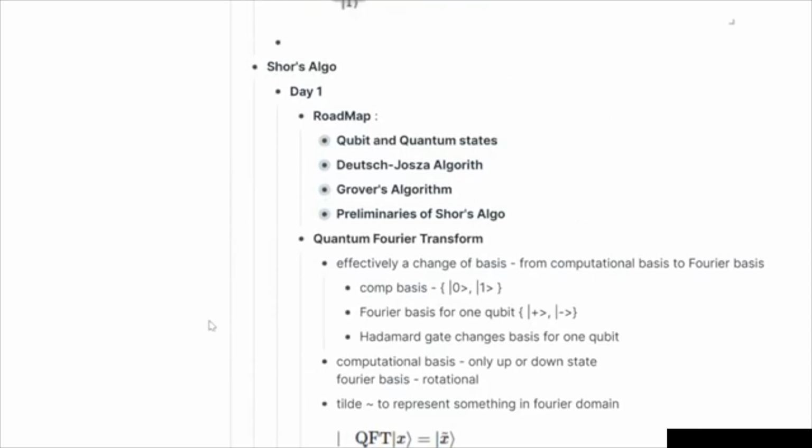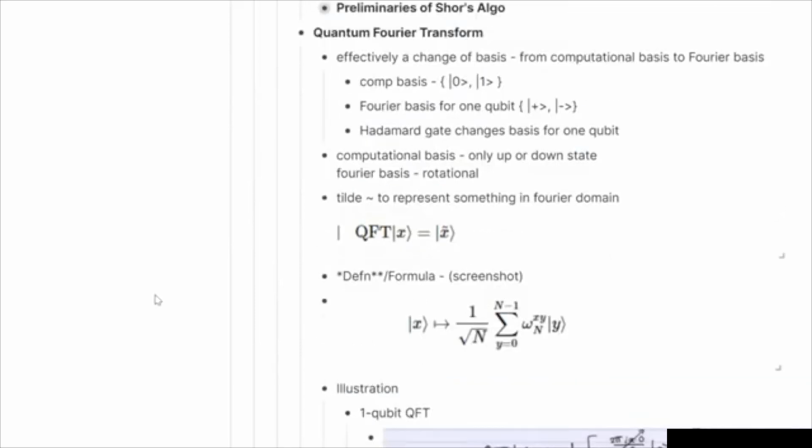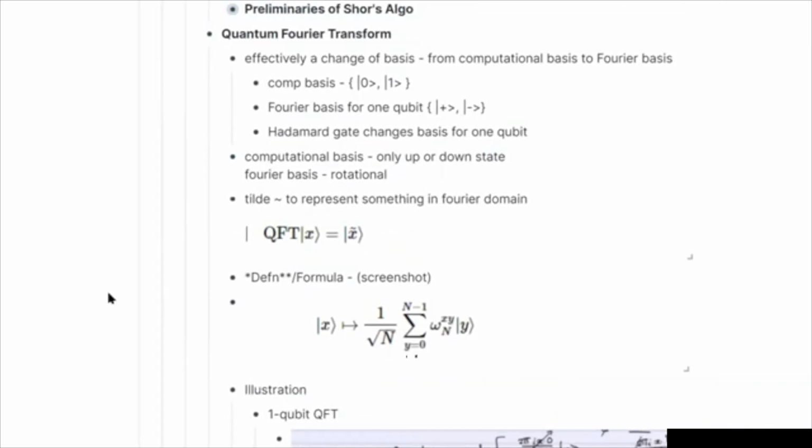So the Fourier basis for one qubit would be the plus basis and the minus basis, and how to get from the 0, 1 basis to the plus, minus basis is through a Hadamard gate. These are actually just definitions. There's nothing mind-blowing about this, till now. Let me give a mathematical example, but before that, let me set some terms and basic definitions.